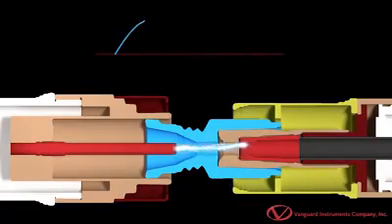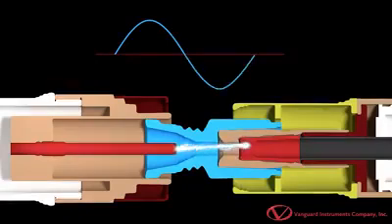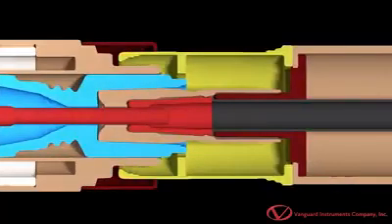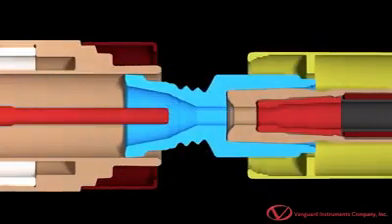An AC arc extinguishes at every zero current level, but reignites immediately after crossing the zero point due to the presence of voltage across the open contact. In order to avoid arc reignition, the contacts must be separated with sufficient speed, and the dielectric strength across the open contacts must be able to withstand the transient voltage.